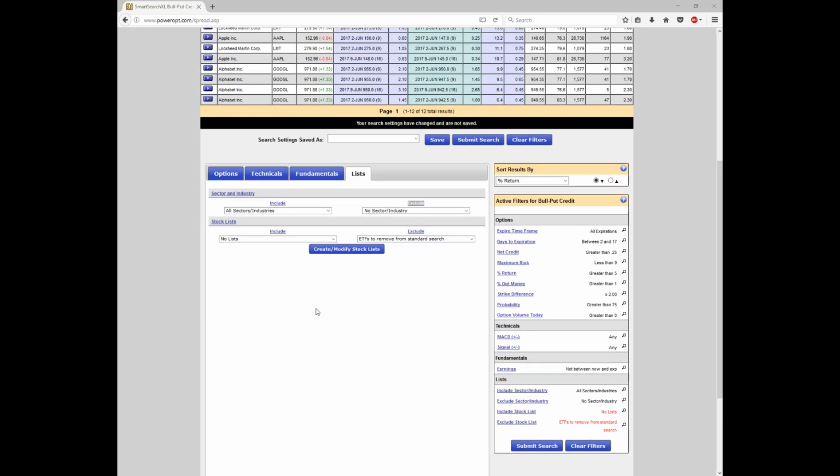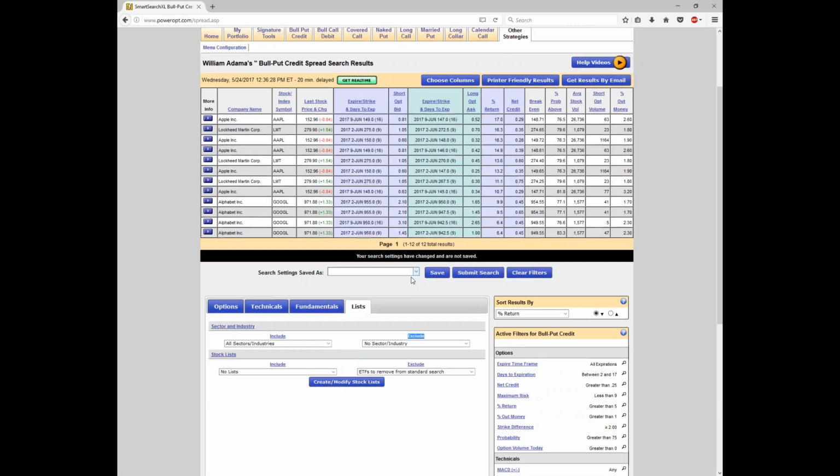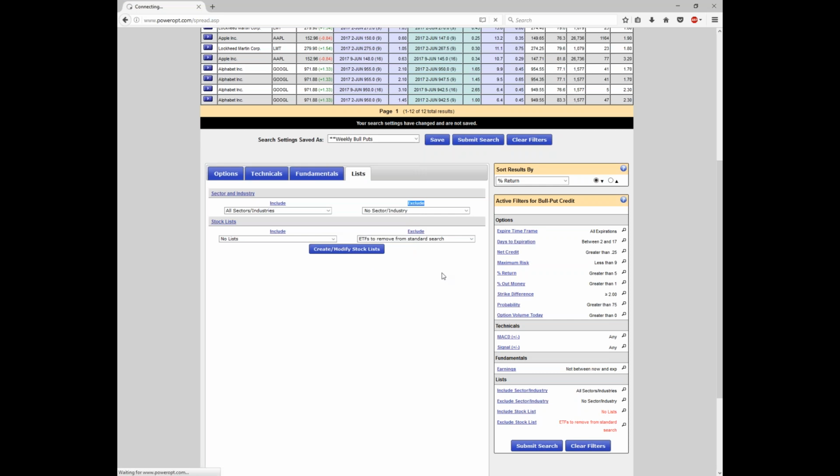All right, so as I mentioned, you can use the sample searches as a gateway, as a stepping stone. In every strategy, you'll also see a few defaults in the search tool. One of them is weekly bull puts. We didn't see that in the sample searches, but if I go to weekly bull puts, this is a default screen that we've created based on what you'd want to look for a bull put credit spread.